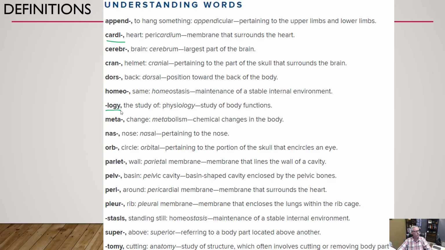Ology means the study of, psychology, biology. Nas, nasal, can pertain to the nose. Some of these you might not know, which is why you're taking this class. All right, so just be familiar with these as we go through the chapter. We will talk about these, and you'll definitely need to know these.